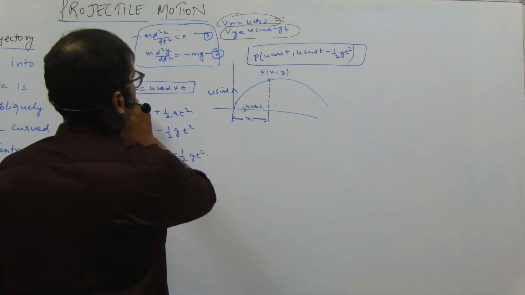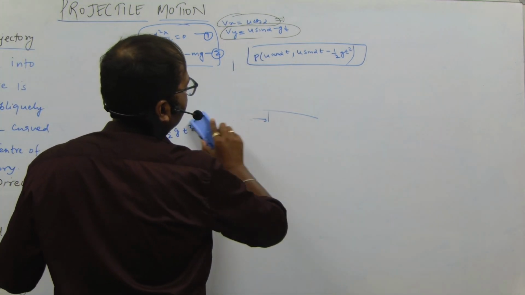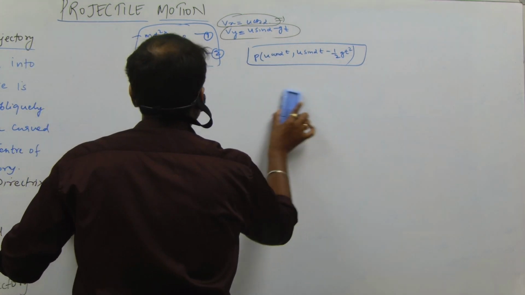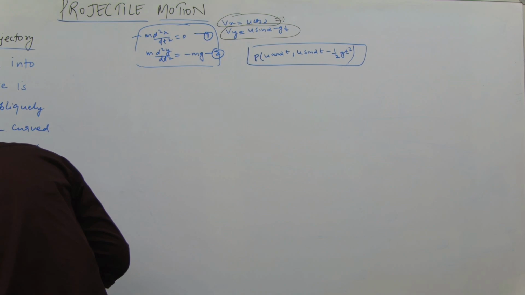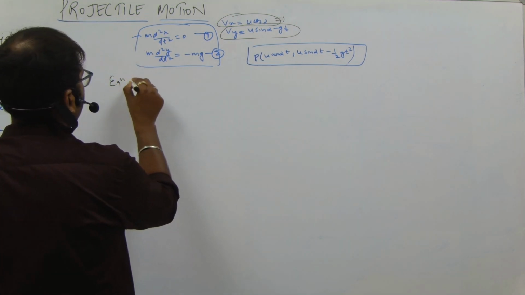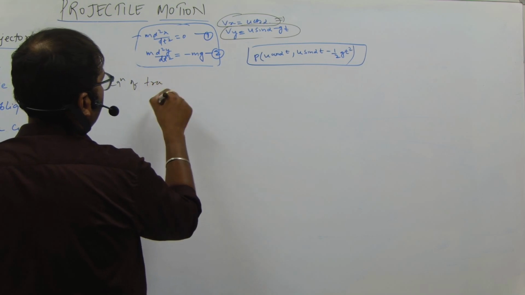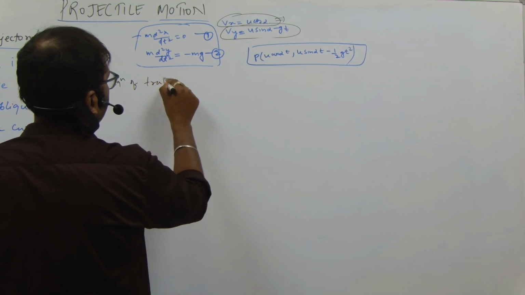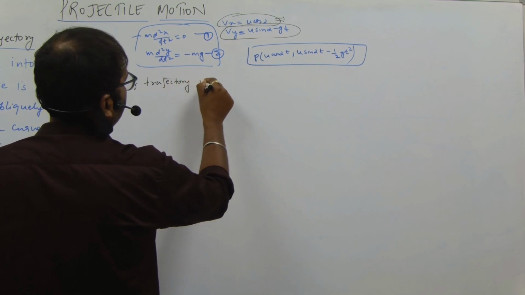Let us move further for determining the equation of trajectory. So the equation of the trajectory is a parabola. Let us show this. Trajectory is the path followed by the projectile. Trajectory is a parabola.